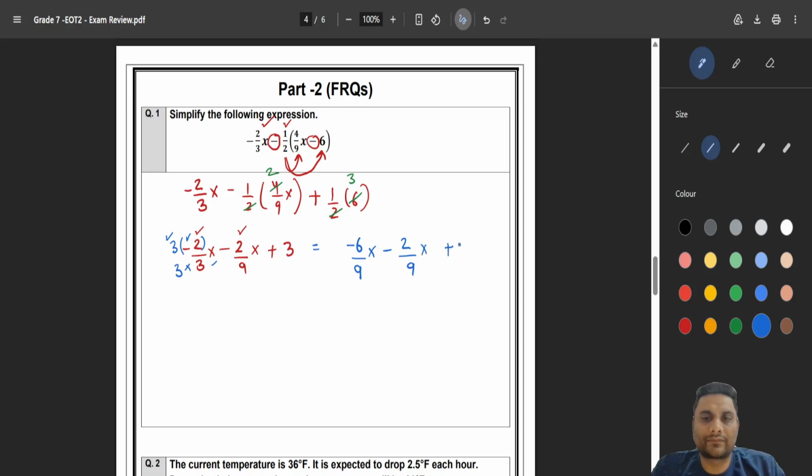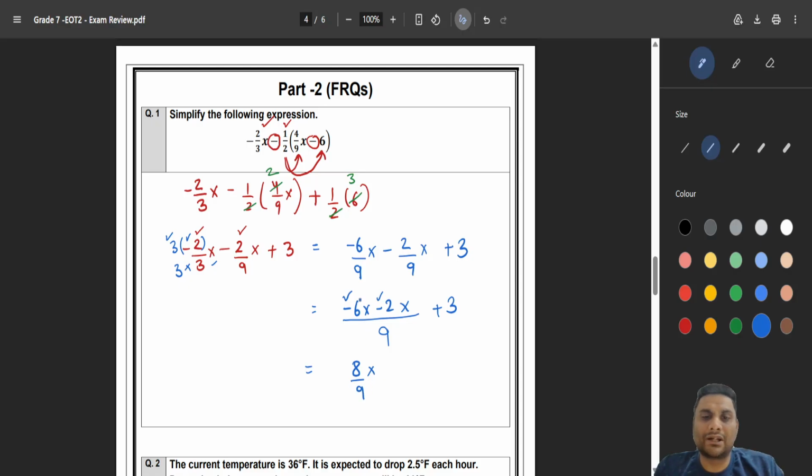plus 3. Now the denominator, the down number, is same. When it becomes same, you join it. Simple. And solve the numerator, the upper number. This will become minus 6x minus 2x plus 3. Check the signs. We have same sign. Same sign, that is, plus. 6 plus 2, 8. So this will become 8x over 9.